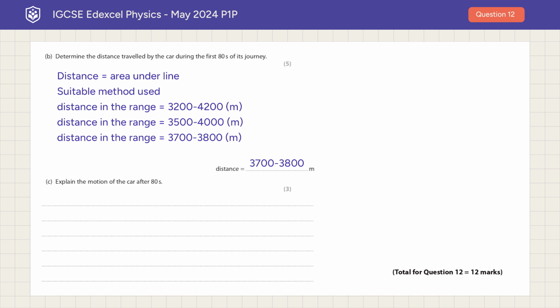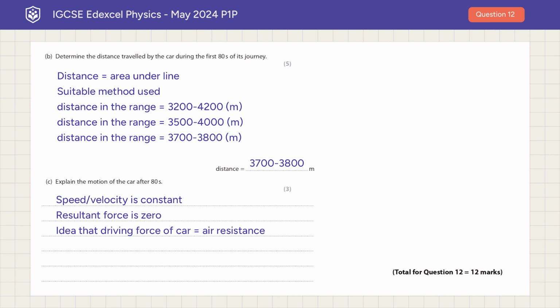Finally, last question. After 80 seconds, the graph shows the car moving at a constant velocity of 64 meters per second. This means its acceleration is 0, so the resultant force on it is 0. The constant driving force from the engine is now exactly balanced by the air resistance, which has increased as the car sped up.